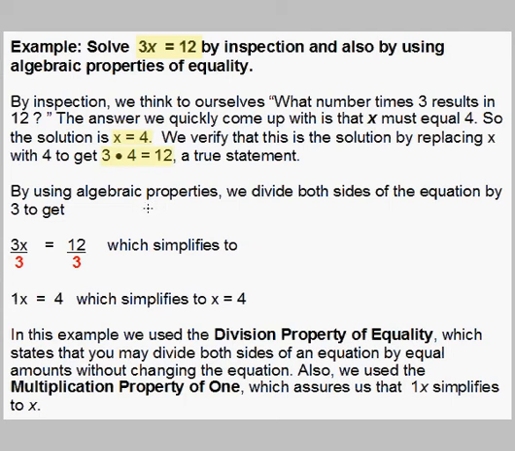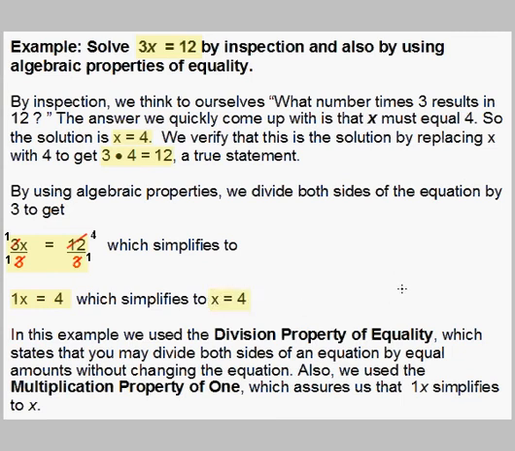By using algebraic properties, we can take both sides of this equation and divide by 3. What's going to happen then is the 3's will cancel, leaving just x on one side. So we divide both sides by 3. And when we divide by 3 on both sides, the 3's cancel on the left, and also the 12 divided by 3 gives us 4 over 1, or just 4 on the right. So the result is 1x equals 4. And that just simplifies to x equals 4.